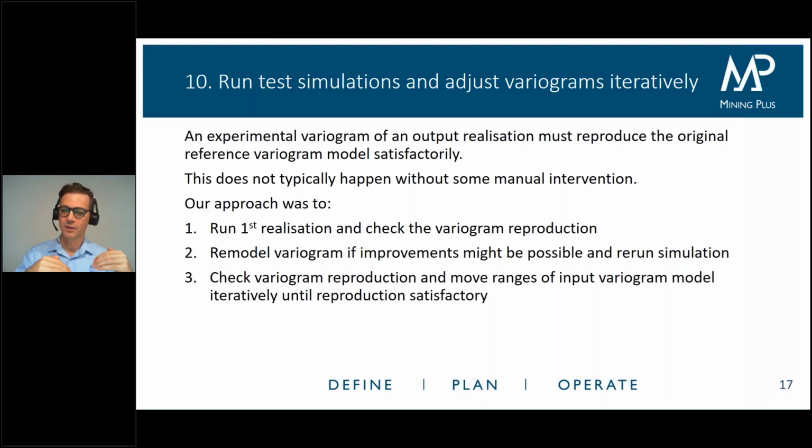But then that's usually not enough. So you might not still have good agreement between the input variogram and the simulation. So in that case, we then moved the ranges of the input variogram until we got satisfactory reproduction of the original reference variogram with the simulation output. And I'll try and explain that better with the next slide here.